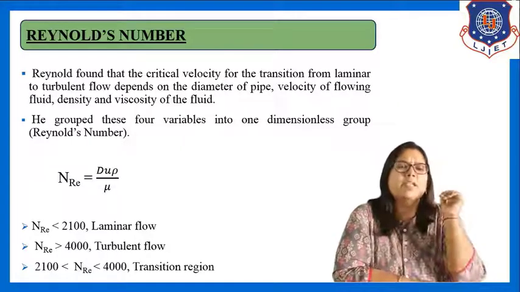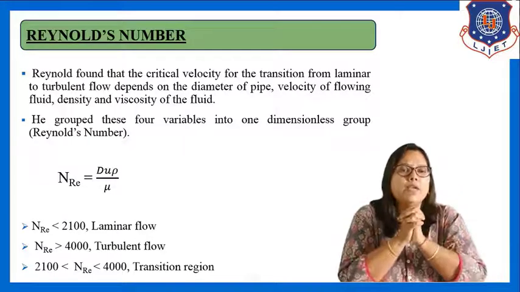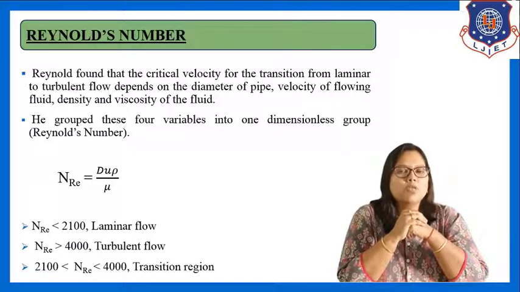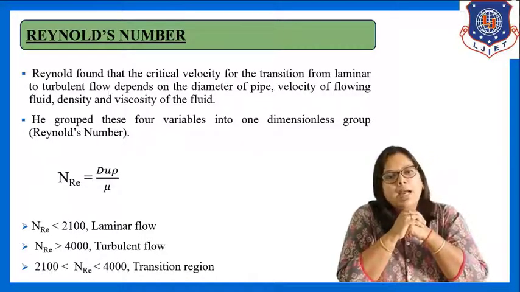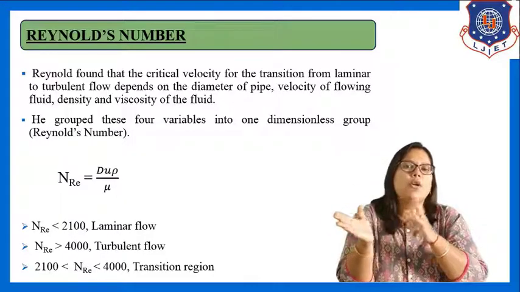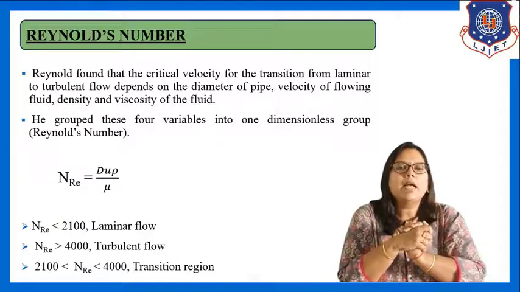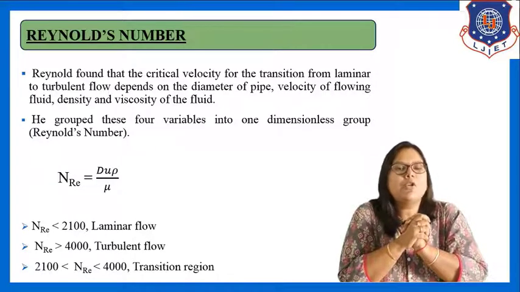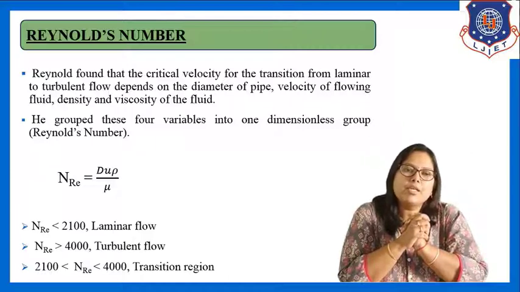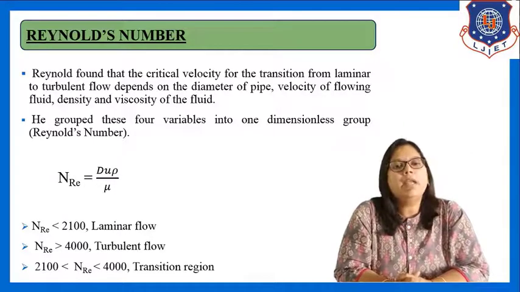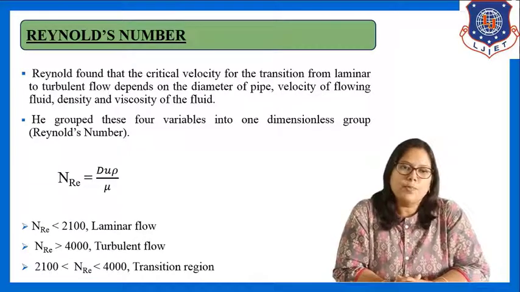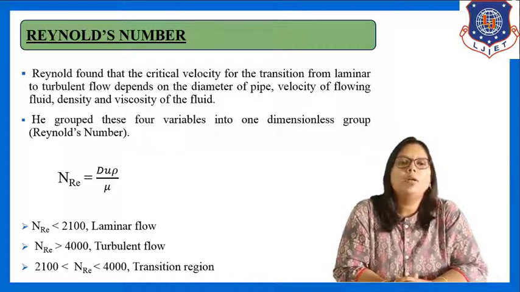And after many experiments, it is found that when NRE is less than 2100, it is known as laminar flow. When NRE is greater than 4000, it is known as turbulent flow. And when NRE is between 2100 and 4000, it is known as transition region. So according to Reynolds experiment, Reynolds derived one dimensionless group which is known as Reynolds number, and with the help of this Reynolds number, we can find out the type of the flow, either laminar or turbulent.